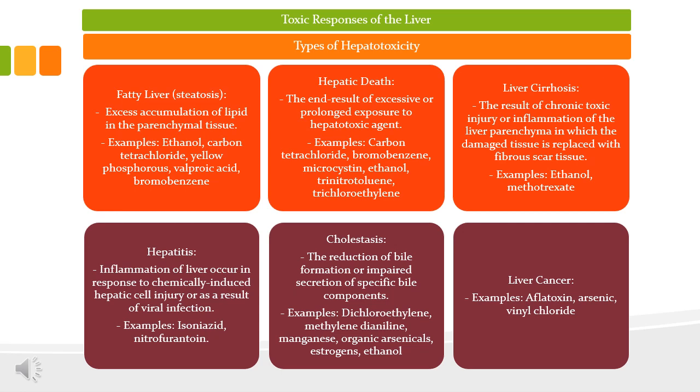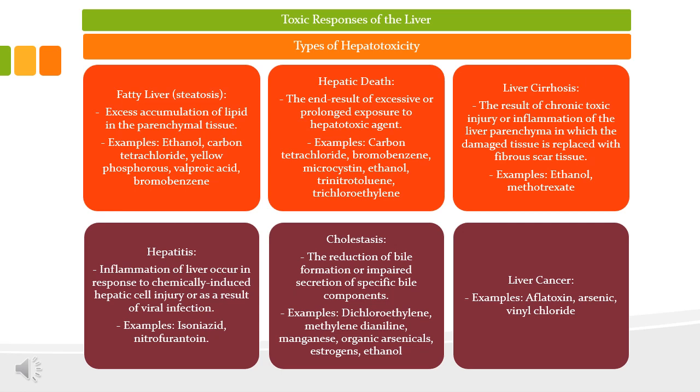The third type of hepatotoxicity is liver cirrhosis, which is the result of chronic toxic injury or inflammation of the liver parenchyma in which the damaged tissue is replaced with fibrous scar tissues. Examples of toxic compounds that cause cirrhosis are ethanol and methotrexate.